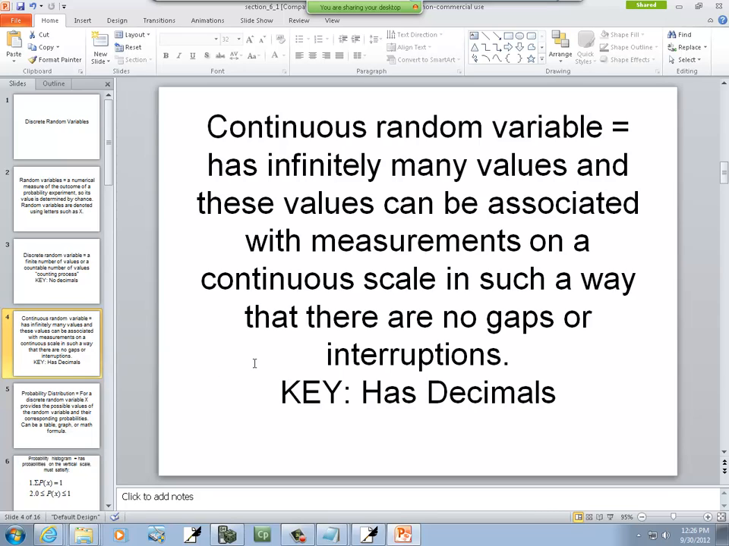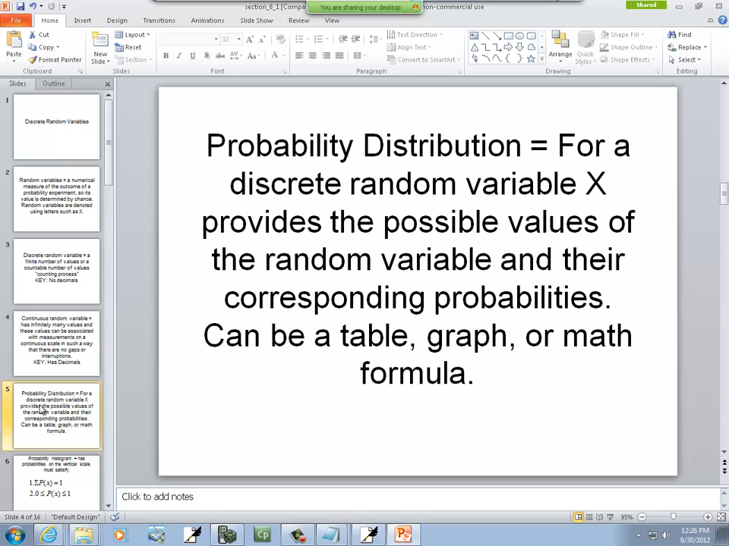Now continuous has infinitely many values, and these values can be associated with measurements on a continuous scale in such a way that there are no gaps or interruptions. But the key thing here is it has decimals. That's going to be our whole driver on these. I should say has decimals or could have decimals. You may have the 5, but it's a possibility to have 5.1.